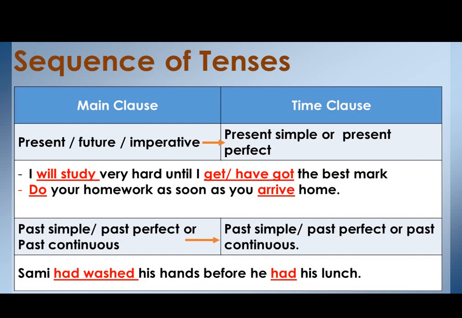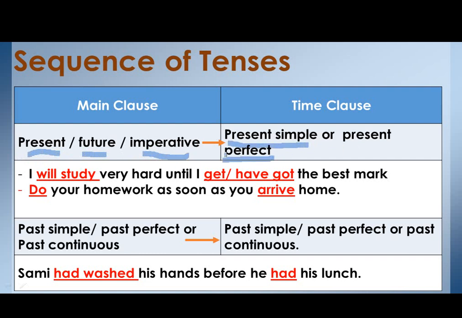Now, let's see the very important part in my lesson, which is the sequence of tenses. You know, in time clauses, we have a main clause and a time clause. Then the verb in the main clause and the time clause should match each other. Let's see the rule here. In the main clause, if the verb is in the present simple or in the future or is imperative, the verb in the time clause should be in the present simple or in the present perfect.